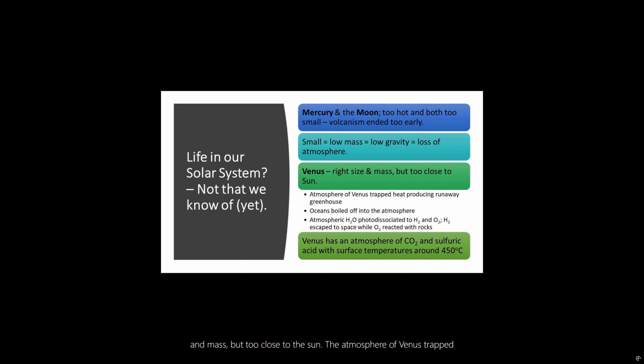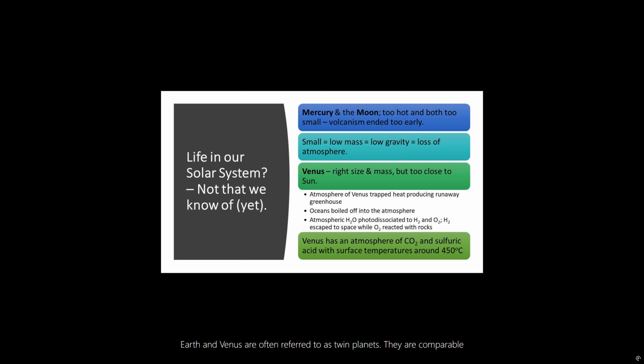The atmosphere of Venus trapped heat, producing a runaway greenhouse, causing the oceans to boil off into the atmosphere. Atmospheric water vapor photodisassociated to hydrogen and oxygen. The hydrogen escaped to space, while the oxygen reacted with rocks on the surface. Because of this, Venus has an atmosphere of carbon dioxide and sulfuric acid with surface temperatures around 450 degrees Celsius.